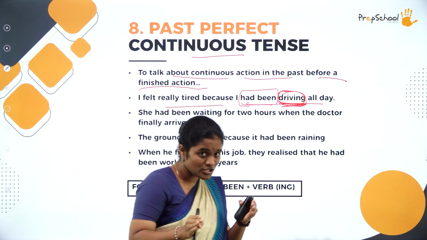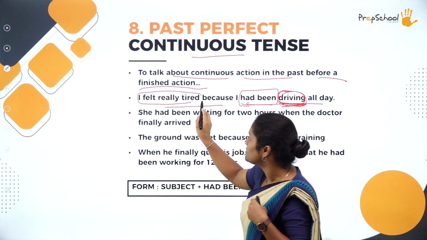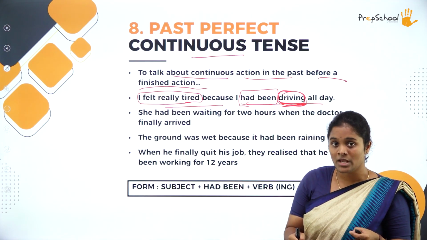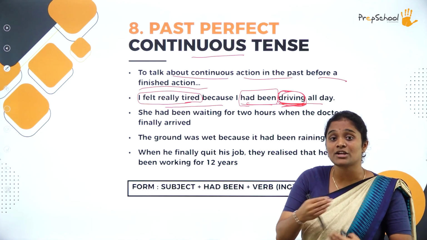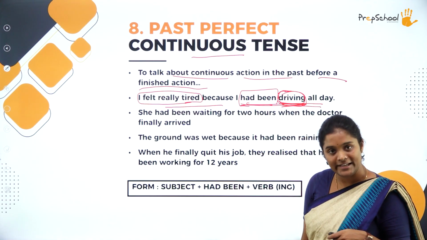There is one finished action. What is the finished action? What has happened? Really tired. Tiredness is one finished thing. Because of what? There was a continuous action that led to this one. What is it? I had been driving all day.